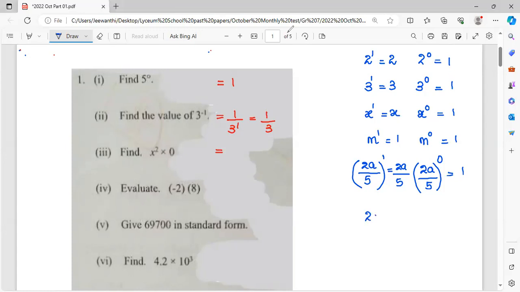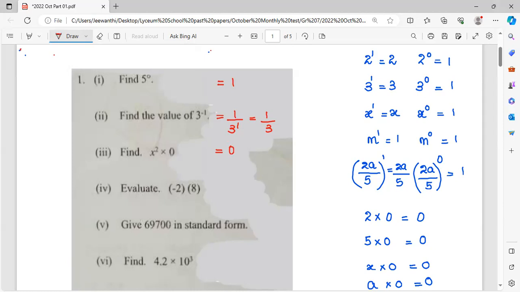Let's say 2 times 0. What is the answer? 0. Not 2 to the power 0, 2 times 0, sorry about that. 5 times 0, the answer is 0. X times 0, the answer is 0. 8 times 0, the answer is 0. Now you just tell me, x squared times 0. X squared times 0, the answer is 0. Okay. 2 times 0, 0. 5 times 0, 0. X times 0, 0.